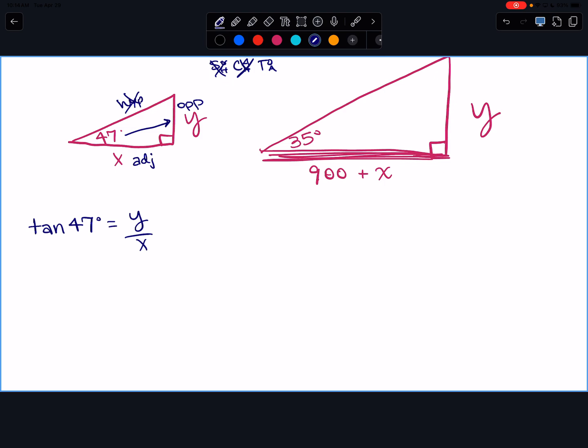All right. Number 18. What do you think on the one on the right? Not asking you to solve, just asking you to set up the trig.